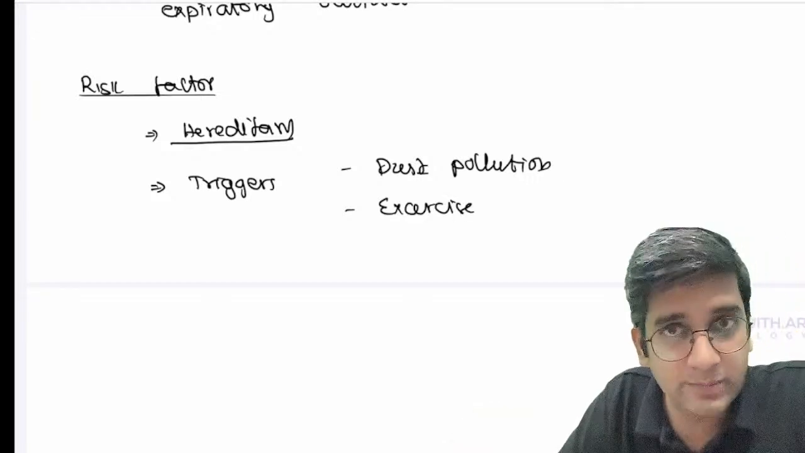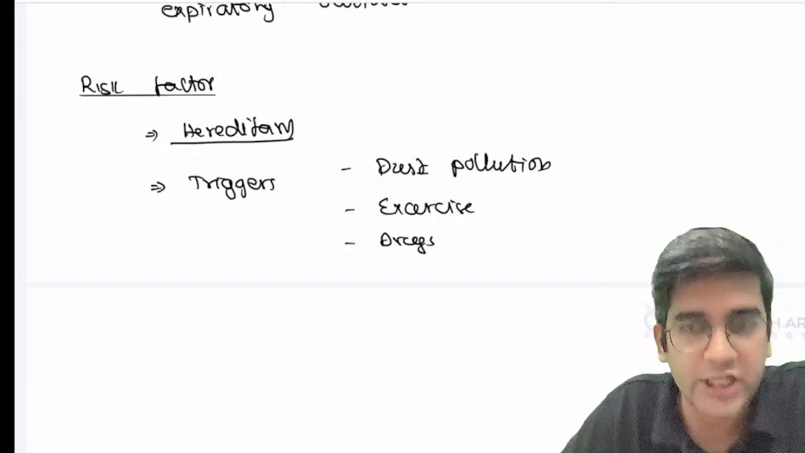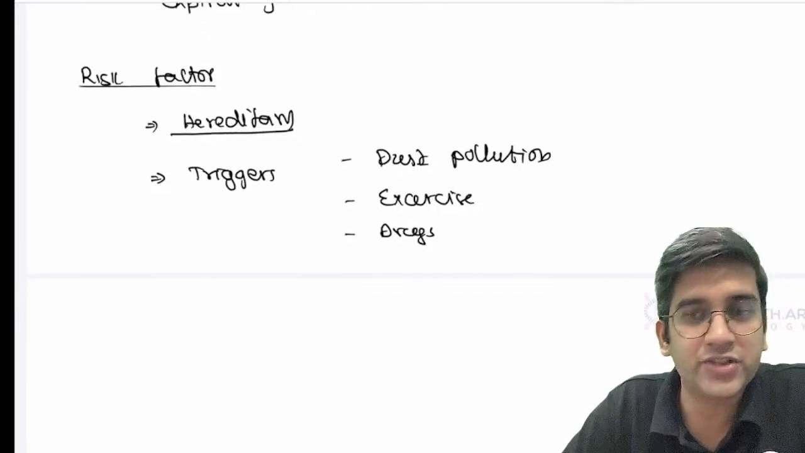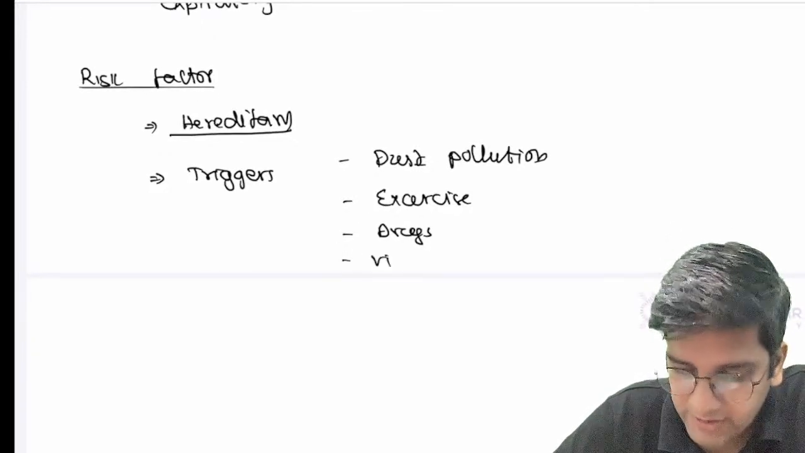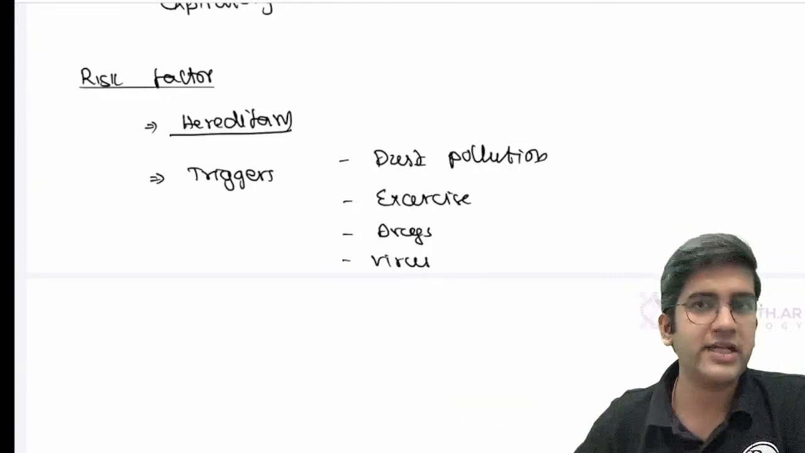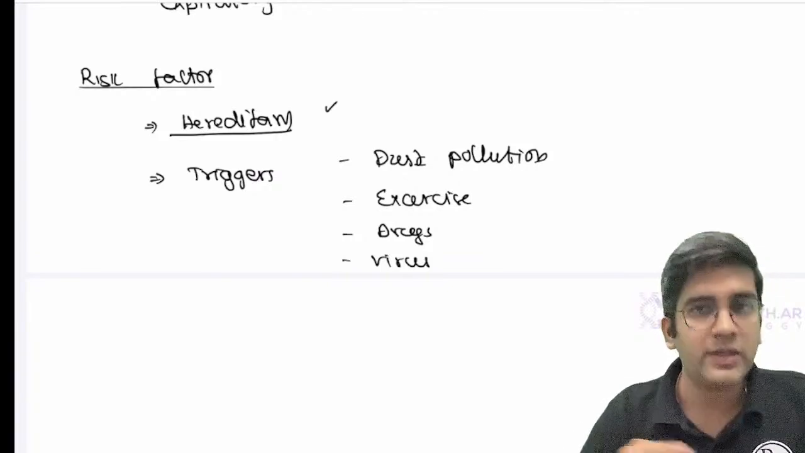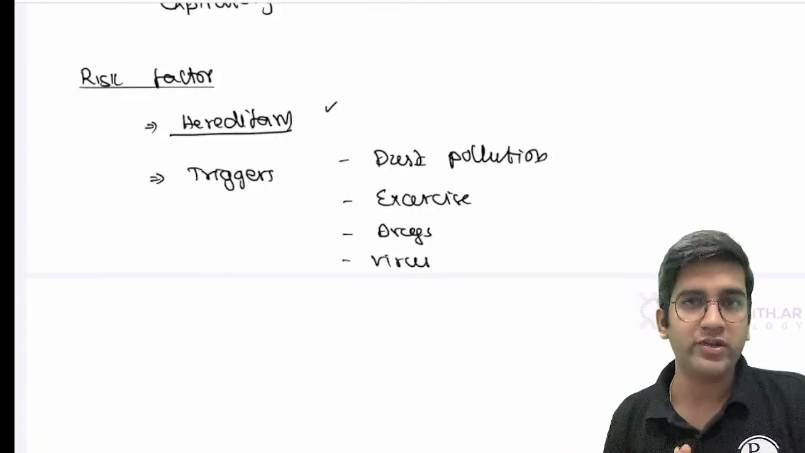Pollution dust is definitely the most common trigger. Drugs can be a trigger. We do see drug induced asthma. Any other triggers? Viruses. Perfect. Viruses can be a trigger. Sometimes a simple respiratory infection can trigger asthma, right? So these are triggers. Every hypersensitivity will have a hereditary component and will have a trigger. That's what is going to relate to the asthma, right?